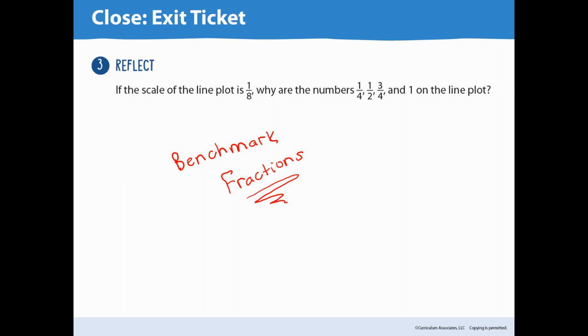And what we do with benchmark fractions is they are usually like half or half of half. And we don't usually go further than that, but they're fractions that most people notice. They are fractions that, oh, I can say this is more than a half, this is less than a half, just because of background knowledge that you have. So an eighth is not a fraction that we are usually familiar with. We're usually familiar with 1/4, 1/2, 3/4, and 1, mostly because of money, quarters and dollars. But I did want to hit on that those are benchmark fractions.